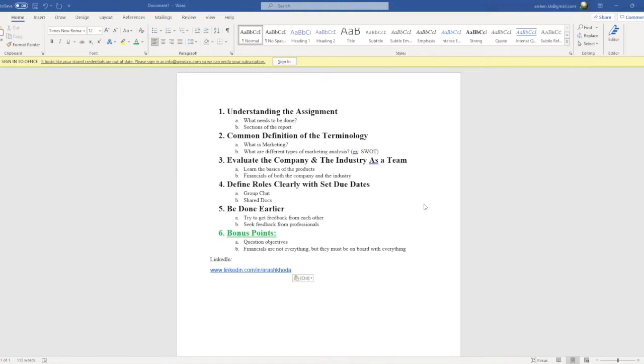In terms of evaluating the company and the industry as a team, when we got the company, I think it was Califia Farms, we really looked into the company and the industry they operate in. So the basics of marketing within different industries could be different at times. For example, doing marketing within the tech industry could be different than doing marketing within the food and beverages industry. Now, not everything is super different, but some basics could be different. That's why it's important to understand the industry and the company, understand the basic financials of both of them.